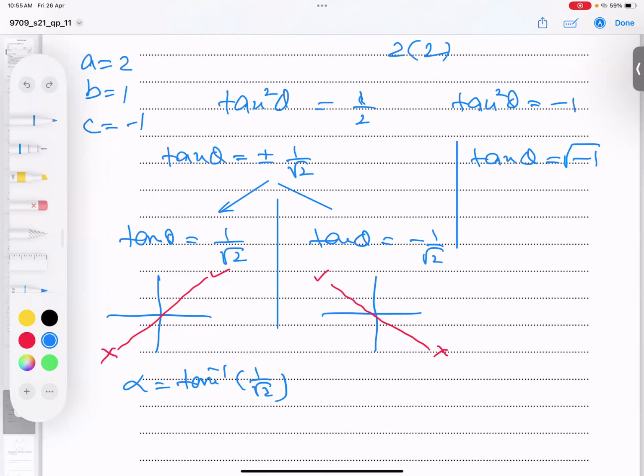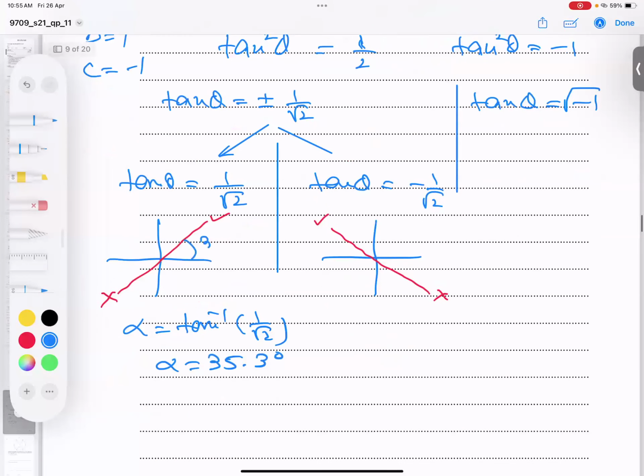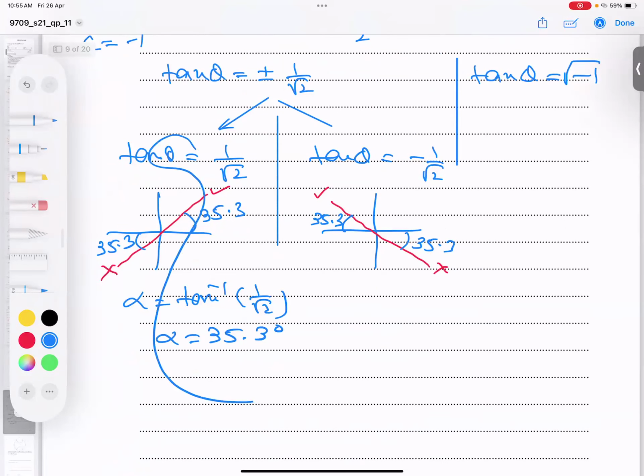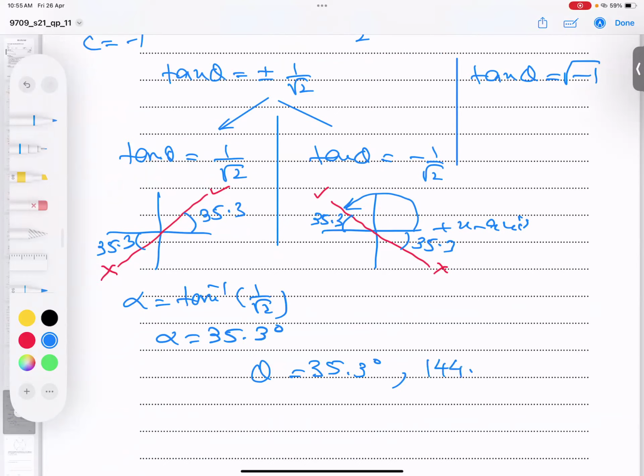So tan inverse of 1 over root 2 gives me 35.3 degrees. It means 35.3 is here, here, here and here. So my first answer, theta, is 35.3. The second, starting from the positive x-axis anticlockwise, is 180 minus that, which directly gives 144.7. I believe you got the point very clearly.